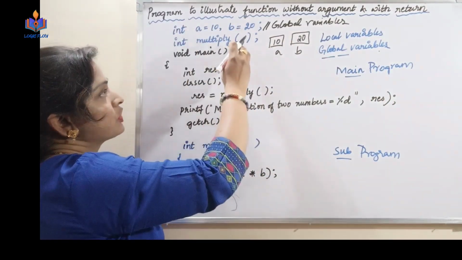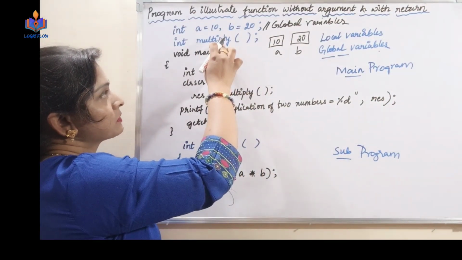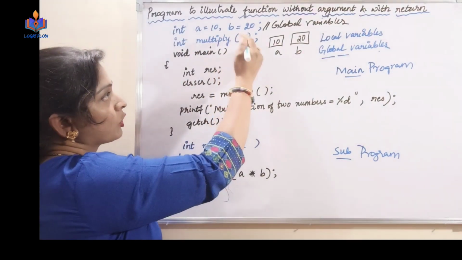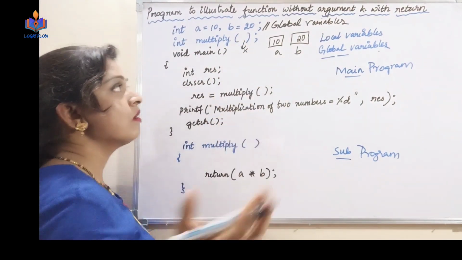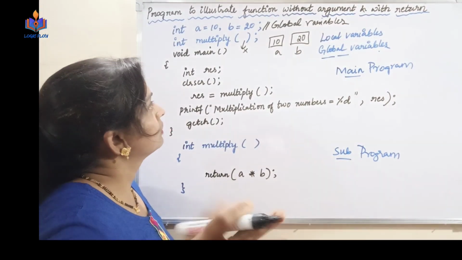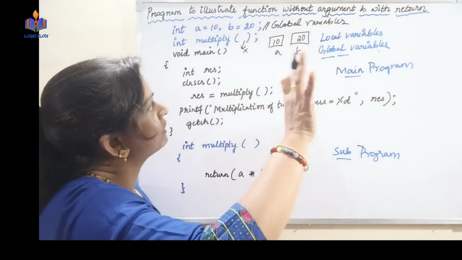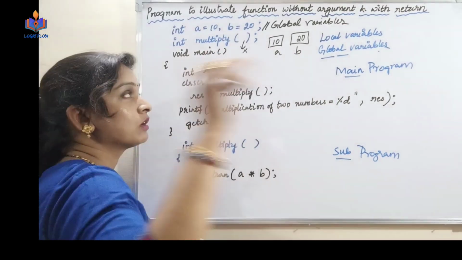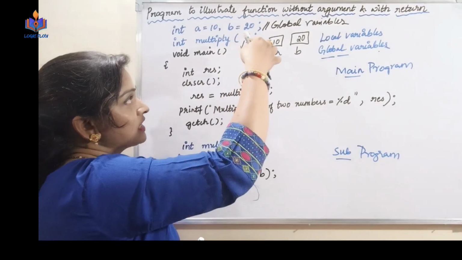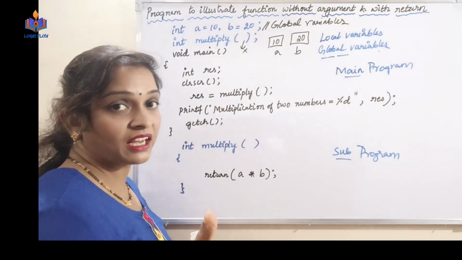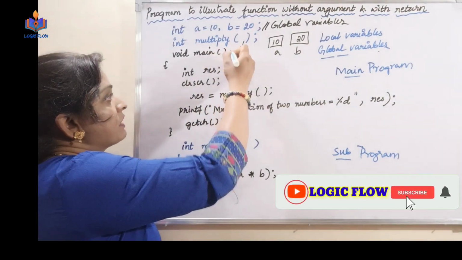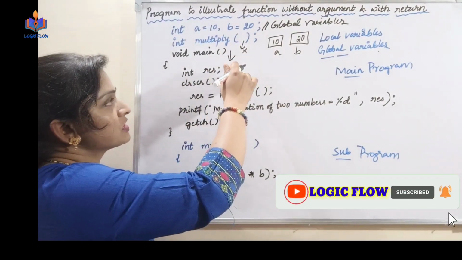Then we have the function declaration. The function name is multiply. Return type is integer. We have no arguments. You can also write void, not an issue. You can simply leave it blank. And one more thing you should always remember: when a statement has brackets like this, the parentheses, it indicates that it's a function. Then, starting with the main function, execution starts from the main function.